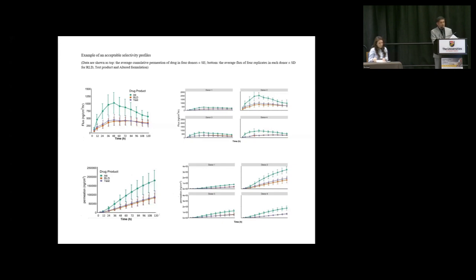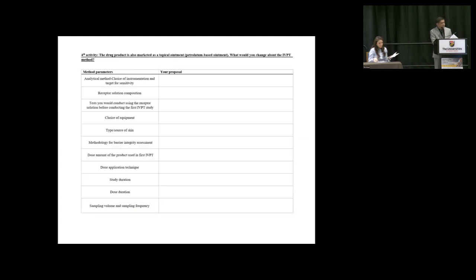And finally, the last question was what if we are presented with different formulations having the same molecule but a different product, I think that's what the question is. So how would we proceed with the IVPT method development? Since we already have a baseline method for, let's say, a cream for a particular molecule, and we are targeting to devise a method for an ointment, how would we proceed?